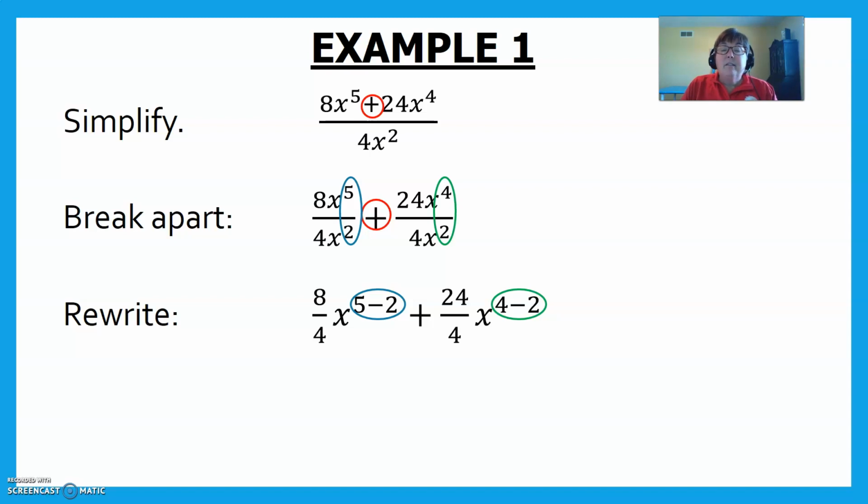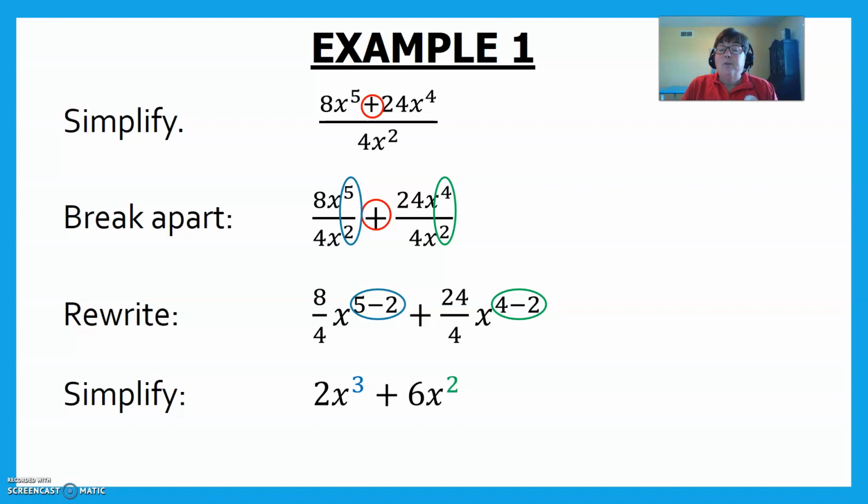And the very last step is just to simplify. So I'm going to do 8 divided by 4, which is 2. And I'm going to do x to the 5 minus 2. Well, 5 minus 2 is 3. So I get 2x to the 3rd plus, well, 24 divided by 4 is 6. And x to the 4 minus 2, well, 4 minus 2 is 2. So 6x squared. If you don't know what 24 divided by 4 is, pull out your calculator.